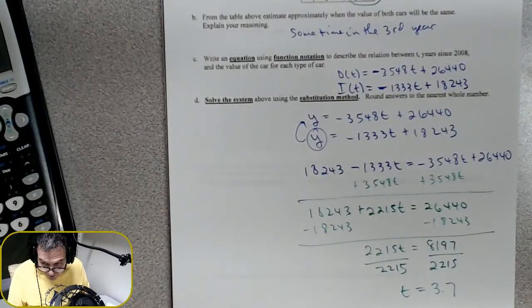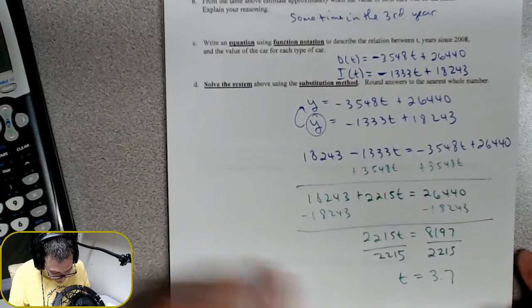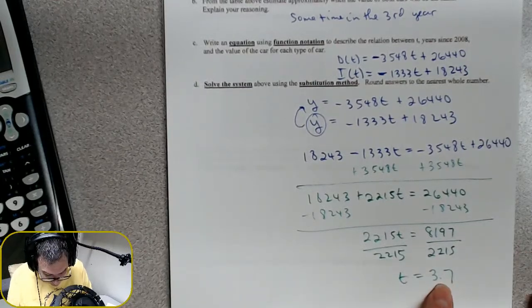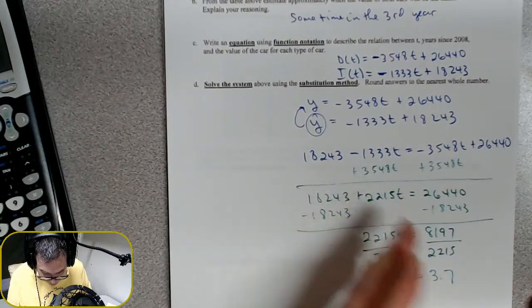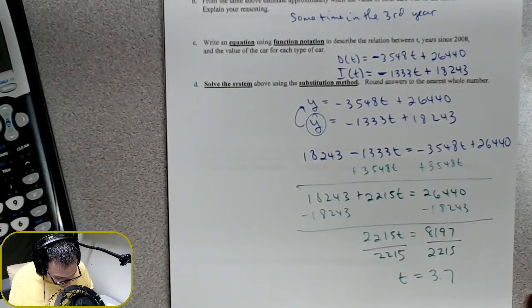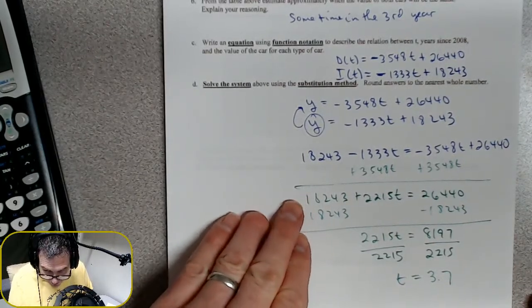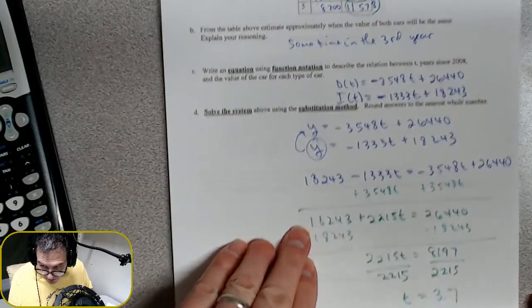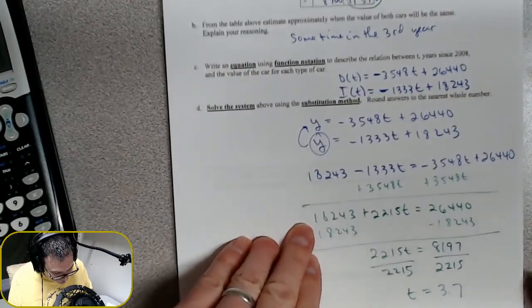A little further, a little bonus. How many months? 0.5 would be 6 months. So about halfway through the year is 6 months. So more than halfway through the year is when the depreciation changes. There's the first one. That was last night's homework, the first part of it.